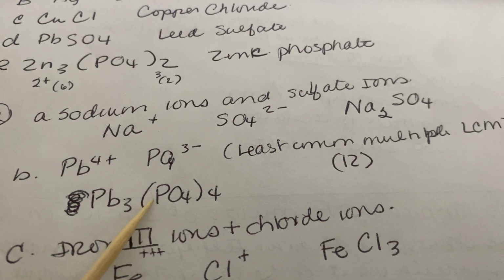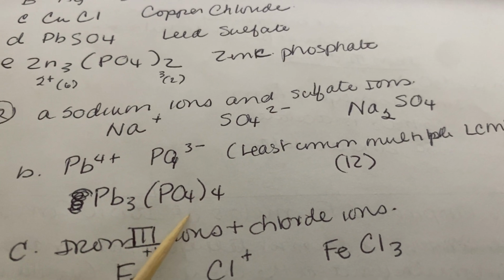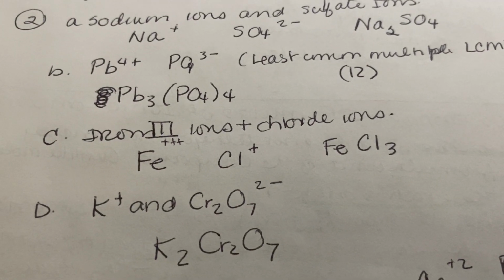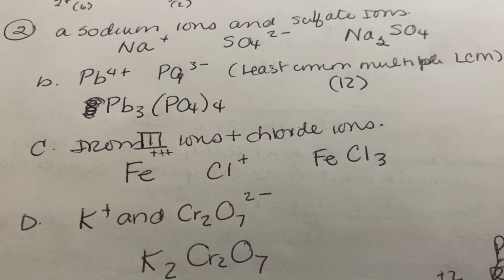And make sure you put these in parentheses. Whenever you have this little number here and you have a big number like that, you have to put them in parentheses. So, okay. The next one they say is iron 3 ions and chloride ions here.